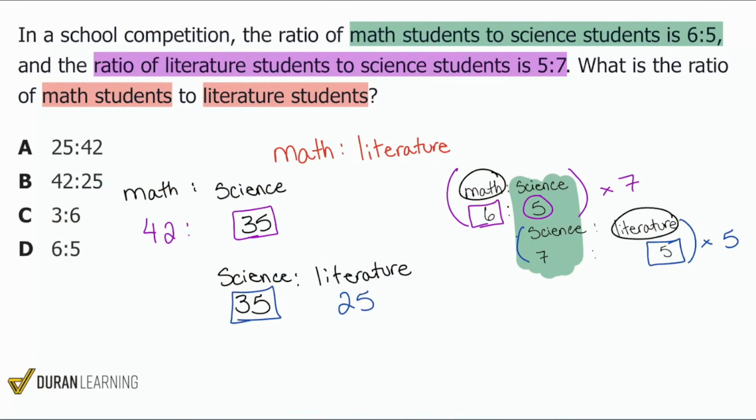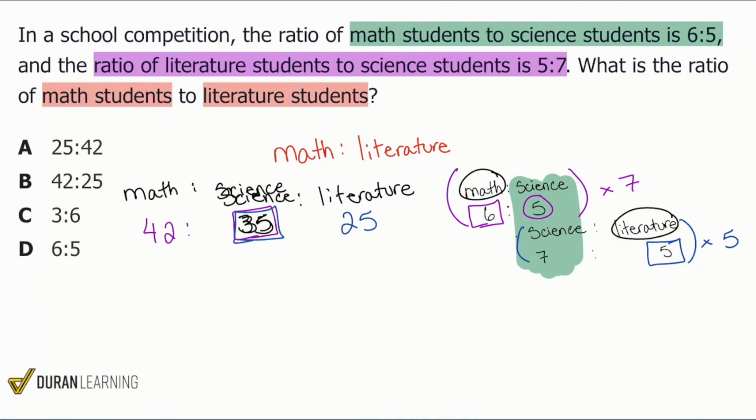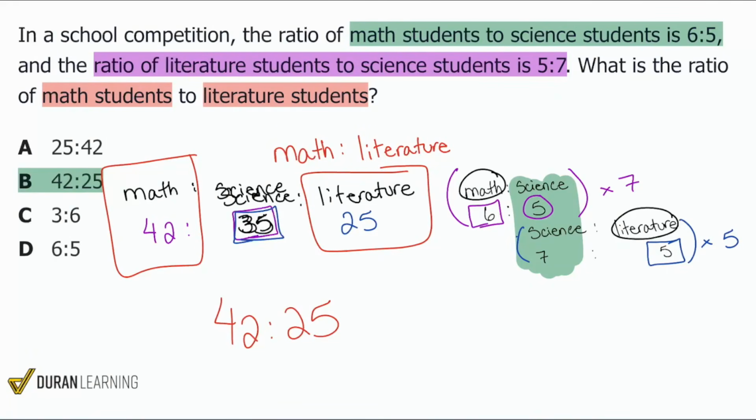One more time, everybody, write this down. If you're solving a chained ratio question, which is what this is, A to B, B to C, that's what a chained ratio is, and if we expect ourselves to solve them properly, we need to make sure that the middlemen are the same. Once we have that, we can compare. Boom, there's that 35 in the middle. And if we're trying to get our final answer, it is math to literature, which is 42 to 25. Correct answer is answer choice B. And there we go.